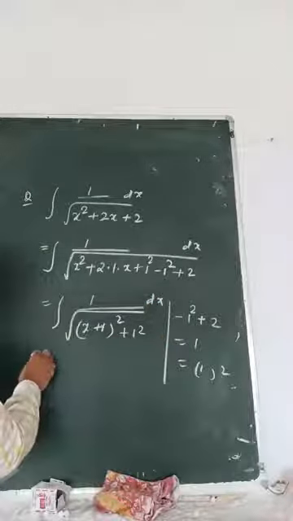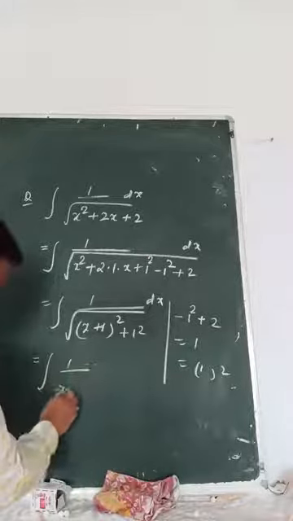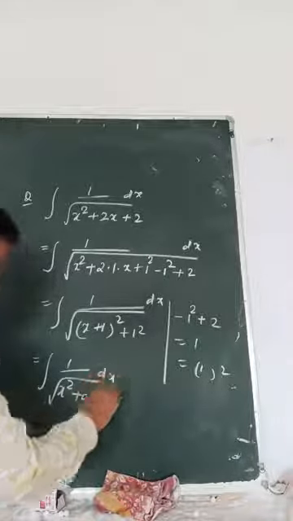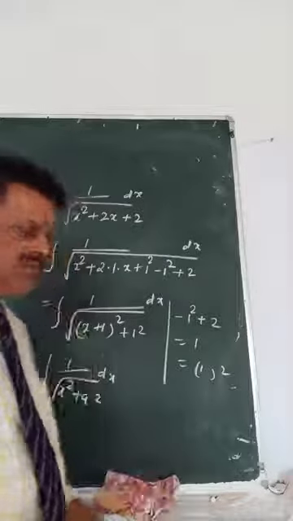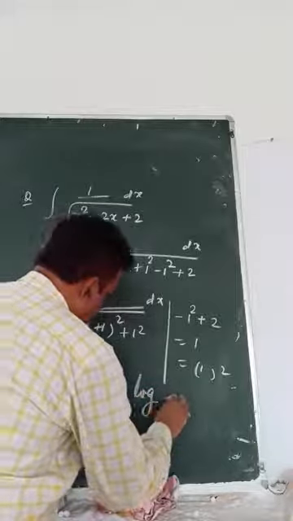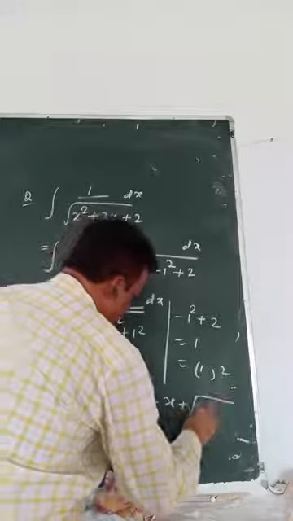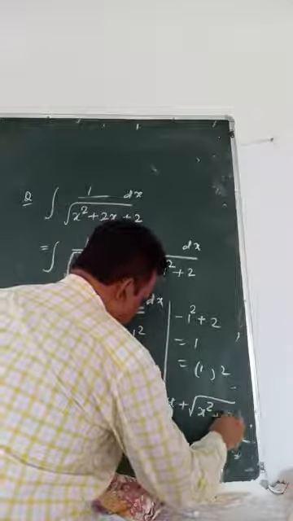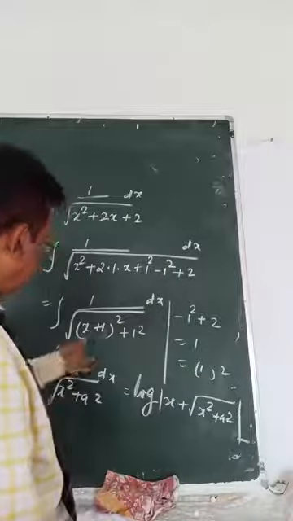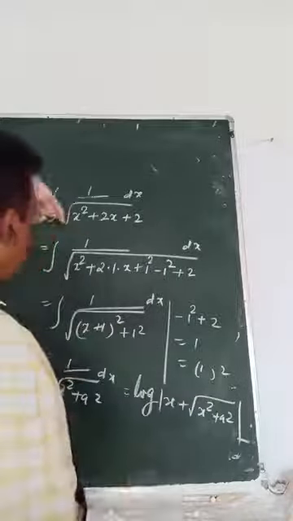So you write square root of x square plus a square. This formula I have given you. How much is that? Log of x plus root over x square plus a square, modulus. So in place of x, you have got x plus 1.